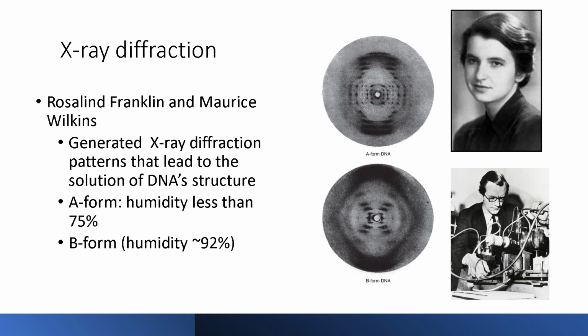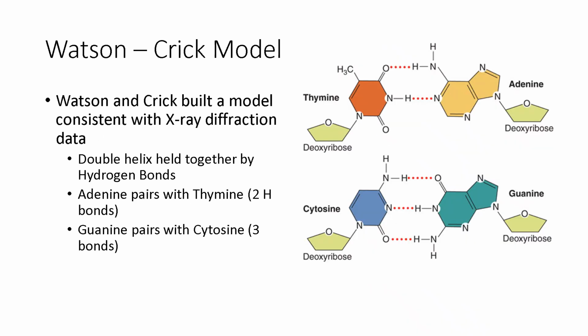Rosalind Franklin and Maurice Wilkins generated X-ray diffraction patterns of DNA. These images revealed a repeating helical structure and helped distinguish between two DNA forms: A form, found in drier environments, and B form, the more common biological form, observed at higher humidity. These patterns gave crucial clues to DNA's three-dimensional structure. Watson and Crick used Franklin's data to construct the first accurate model of DNA.